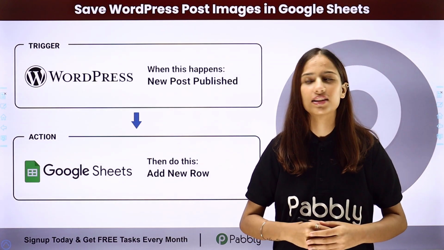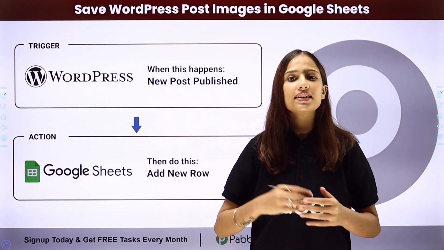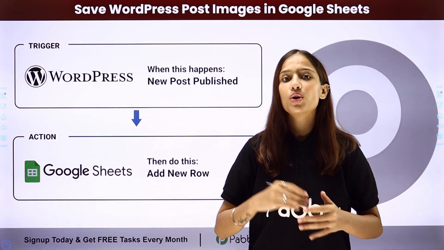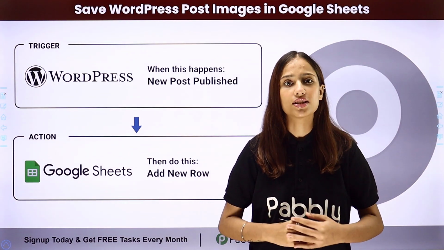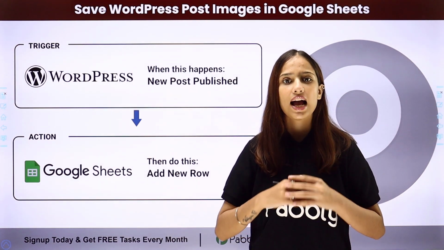So in today's video, we will learn how to save WordPress post images in Google Sheets. Let's say that you want to create a post with multiple images and you want to add those images in your Google Sheets. To do this, we have to build an integration between Google Sheets and WordPress.